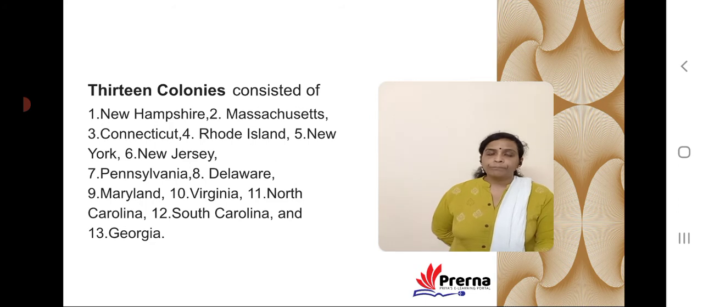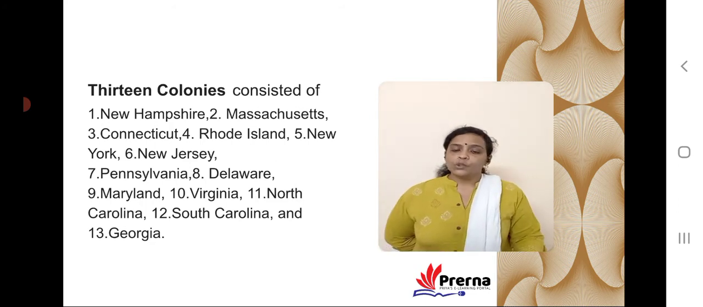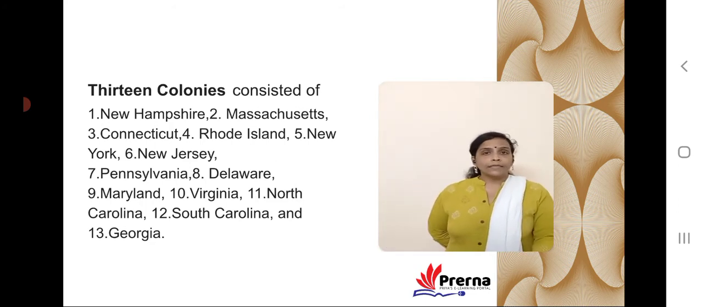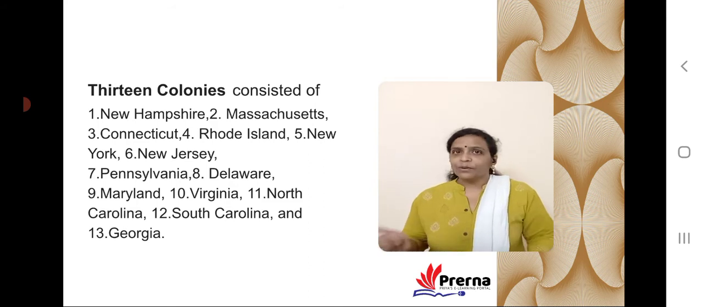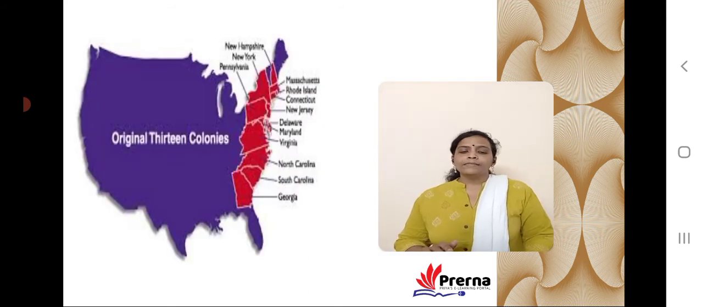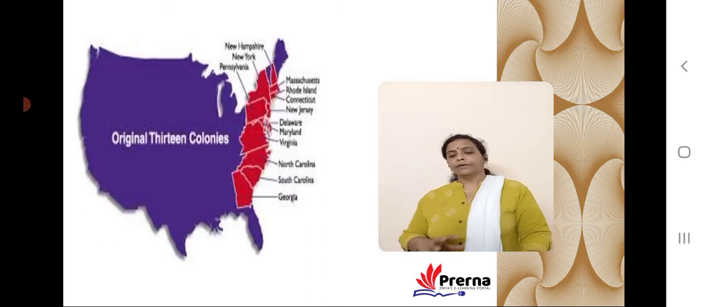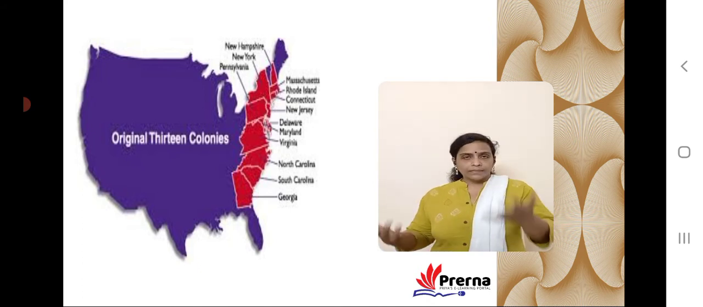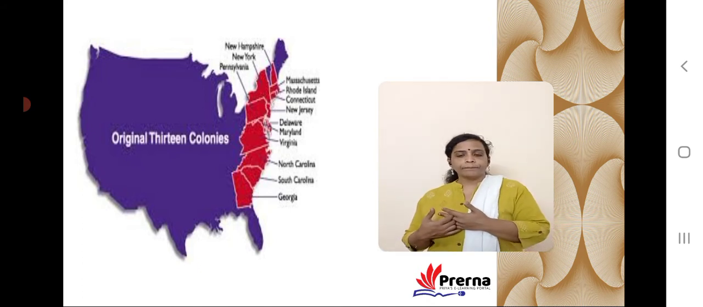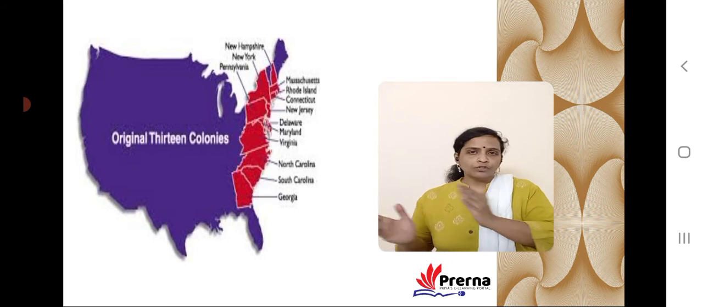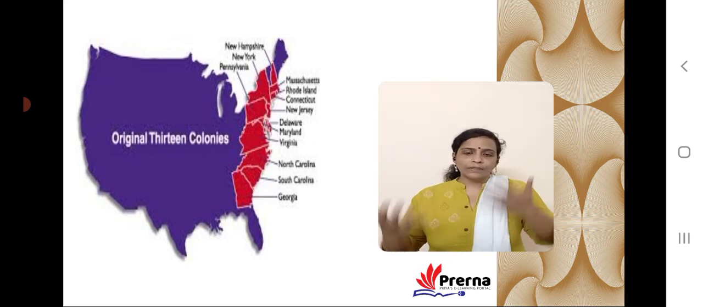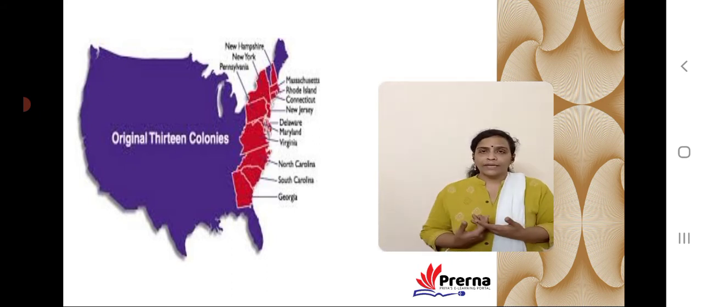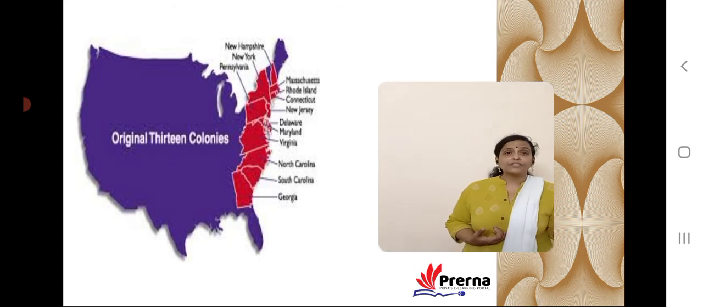10 Virginia, 11 North Carolina, 12 South Carolina, 13 Georgia. So you can study all these names later. Now let us see in the next slide exactly where these 13 colonies were located. Okay, very close to the seas, so these were the places where the European traders had reached first.